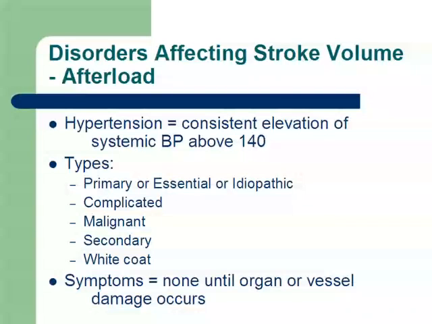There are different types of hypertension. We've got primary or essential or idiopathic. They all mean the same thing. Basically, we don't know what causes it. But it affects about 90% of all people who have hypertension. And there are over 50 million Americans who have hypertension.